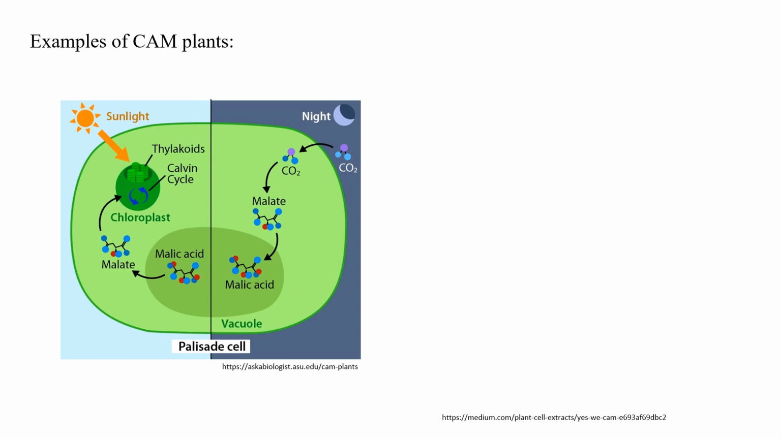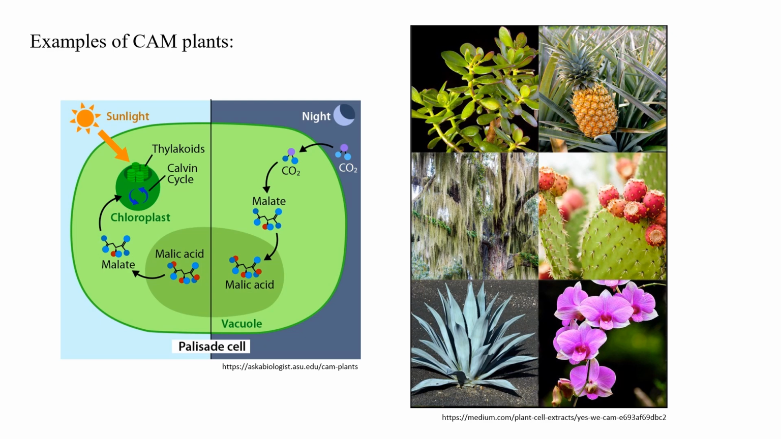The examples of CAM plants include the species of cacti such as euphorbia, agave, as well as Clusia pratensis. Other facultative CAM plants that can switch between the two modes of carbon fixation include Calandrinia polyandra, Mesembryanthemum crystallinum, Portulaca oleracea, and Talinum triangularum.